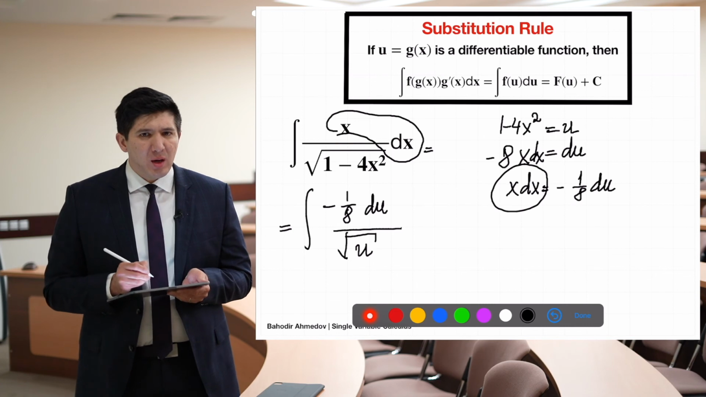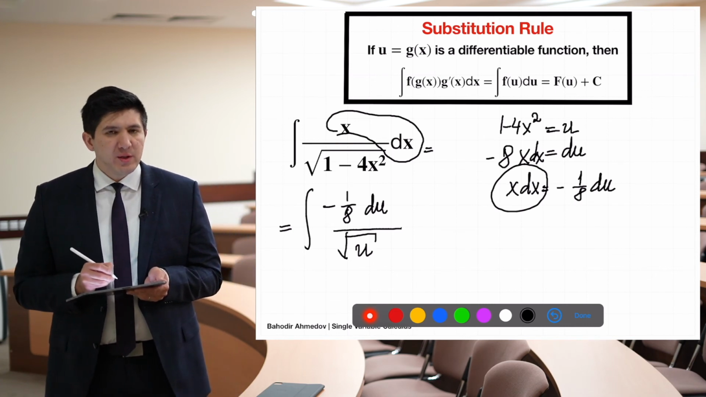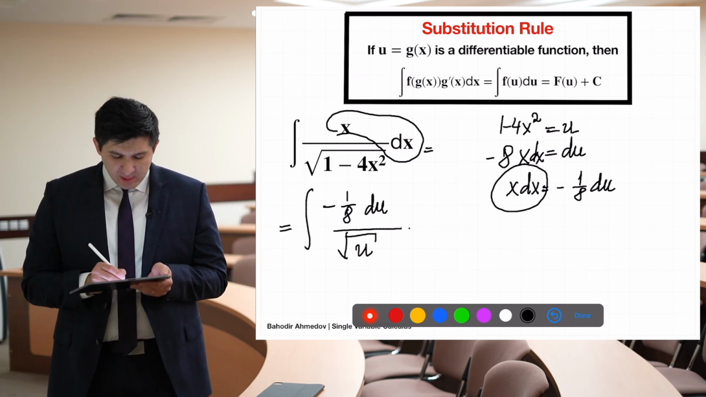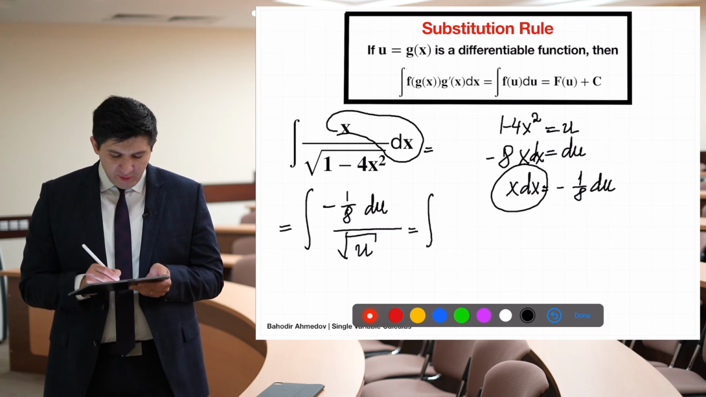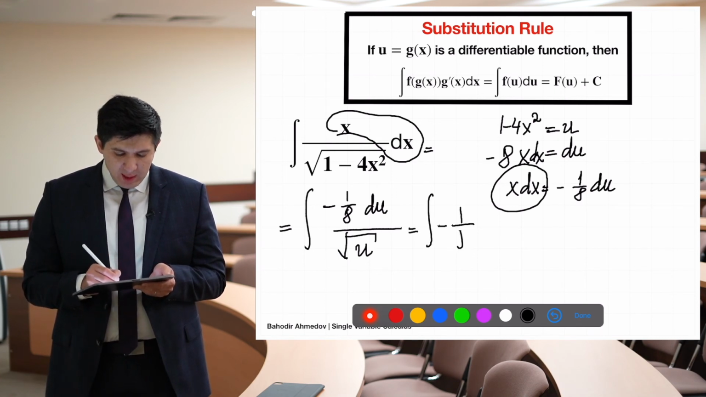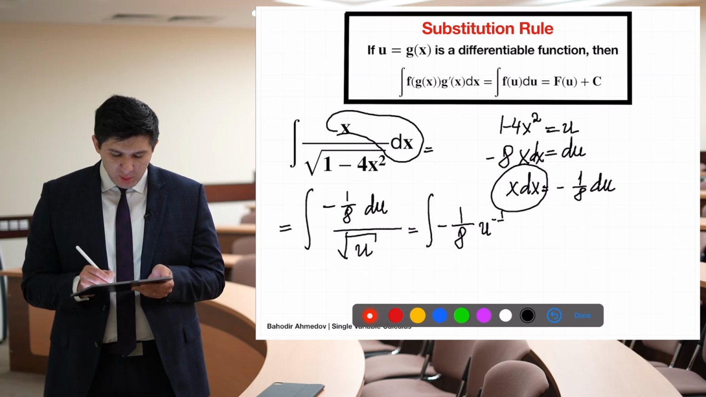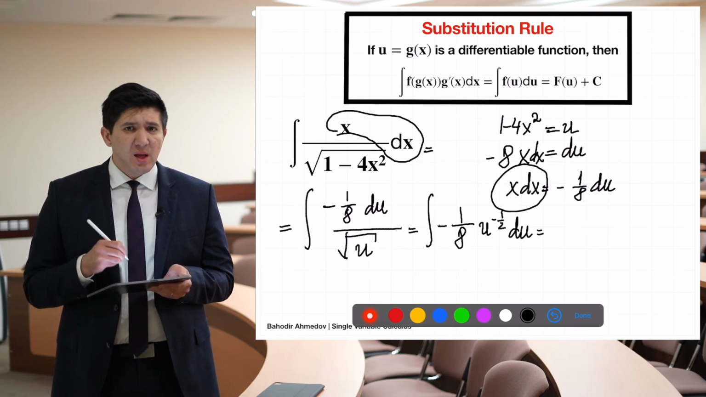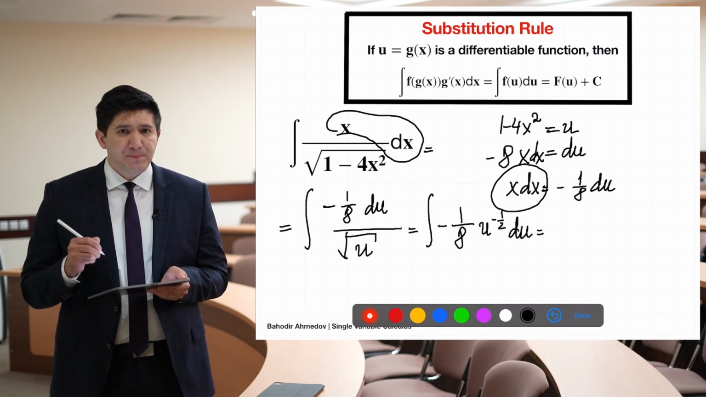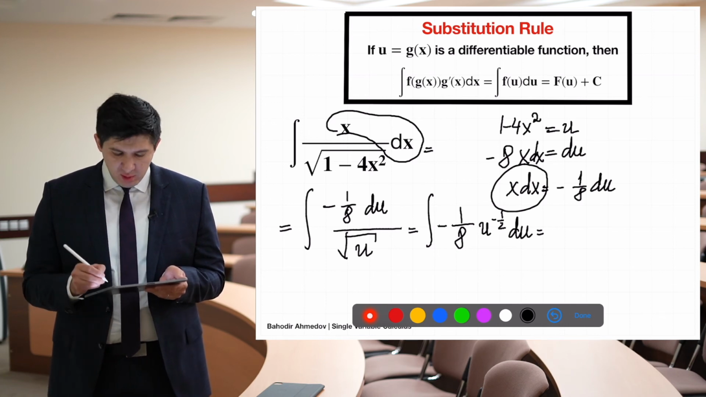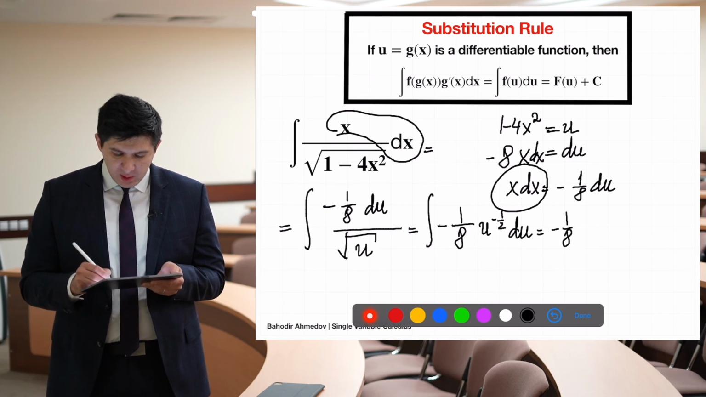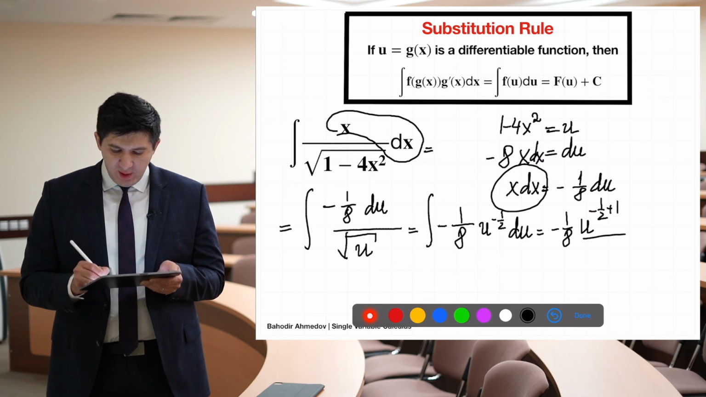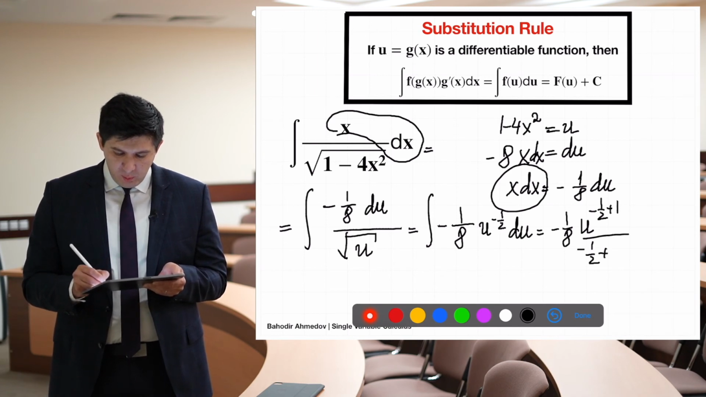Again, I think we are able to do the antiderivative, to do the integration of this. I'm just going to rewrite this a little bit in a different form. So minus 1 over 8 u to the power of minus 1 over 2 du. Then I'm just going to use the formula for the integration of a power function, right? Which is going to be equal to minus 1 over 8 times u to the power of minus 1 over 2 plus 1, divided by minus 1 over 2 plus 1.